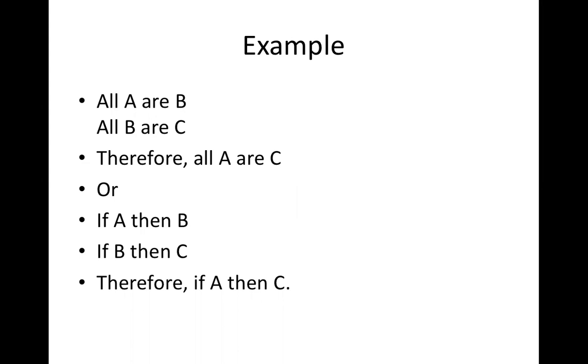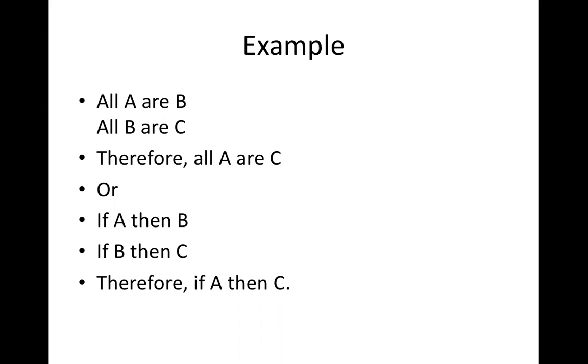And then the consequent of the second premise, which is C, can become the antecedent of a third premise. And so a third premise will be all C are D. And then you can even have a fifth premise, all D are E, all E are F, all F are G, all G are H, and so on. It can go down to Z.